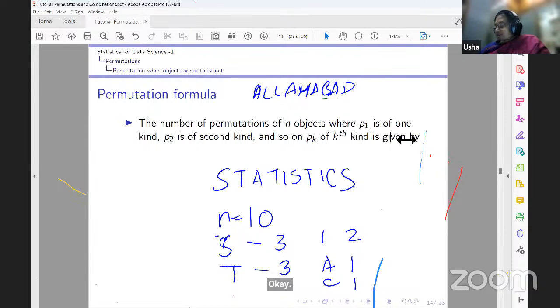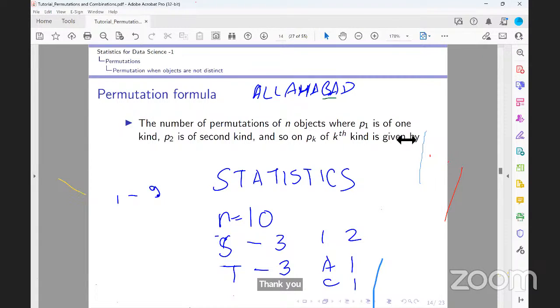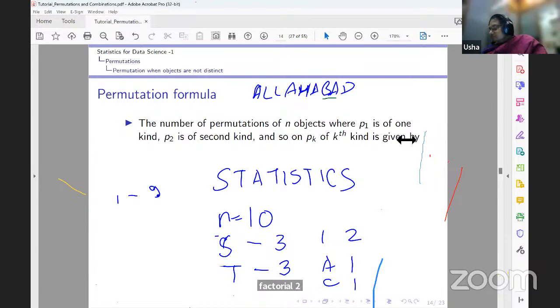Now let me ask you this question. How many 4-digit numbers can be formed using digits 1 to 9? Repetition of digits is not allowed. 9 into 8 into 7 into 6. Very good. Okay, that's good.